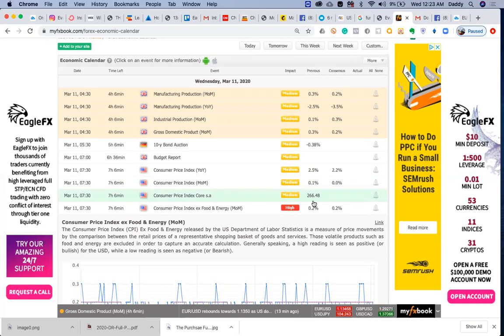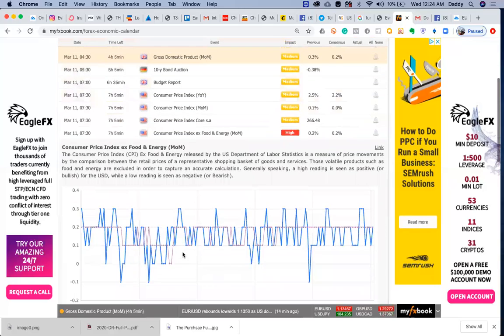What you're looking for is this: the previous month it was at 0.2. The consensus is that it's still going to hit 0.2. If price gets anything below 0.2, it is going to be negative, bearish. While a low reading is seen as negative, it's going to be bearish. But if it's at 0.2 or higher, that means price is going to be bullish.